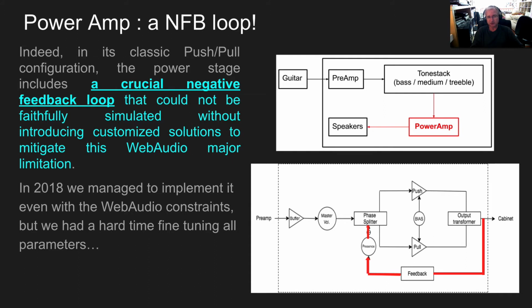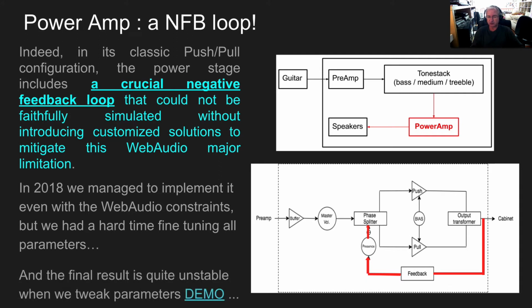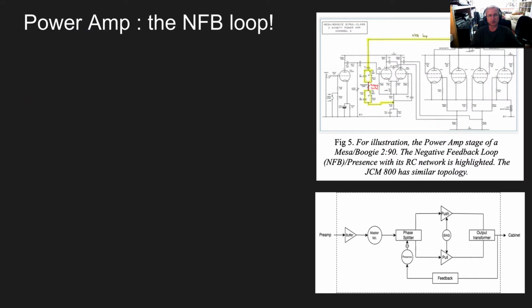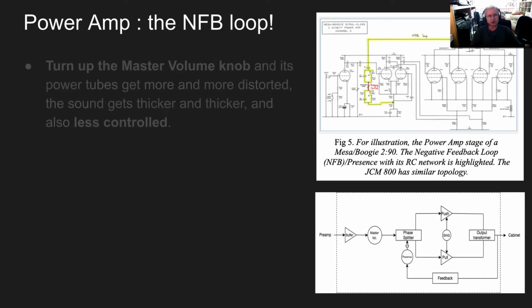So in 2018, we managed to implement it even with the WebAudio constraints, but we had a very hard time fine-tuning all parameters, and the final result was quite unstable. So I can show a demo. If we tweak, for example, the value of the negative gain of the transfer function from the wave shaper that is located for emulating the tubes in the power amp, we can get some feedback effects that are hard to control.